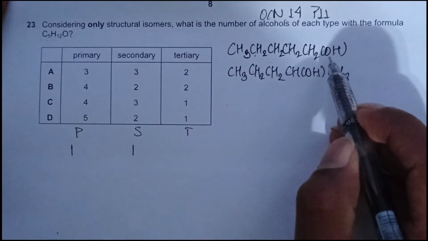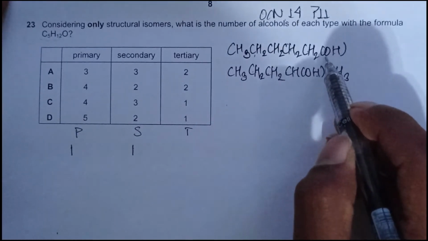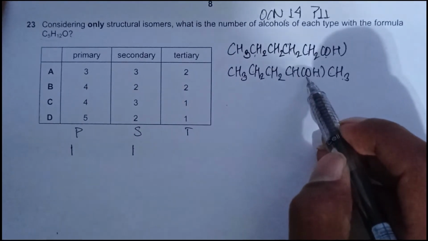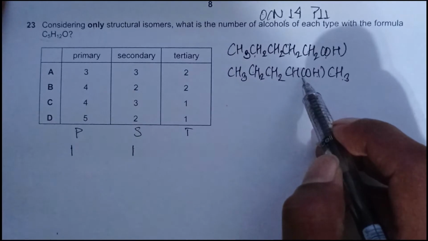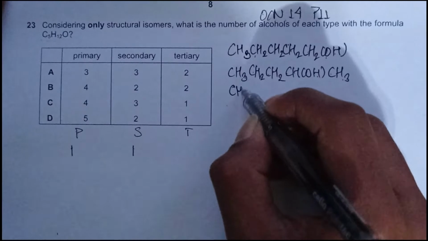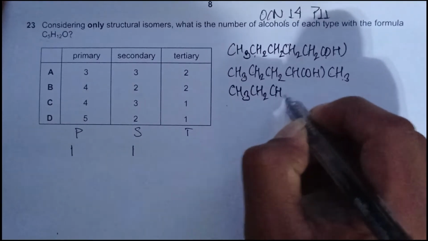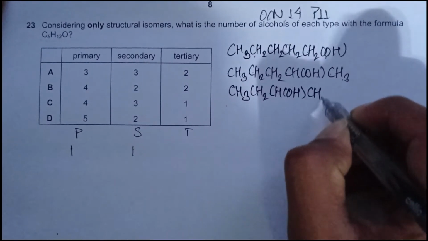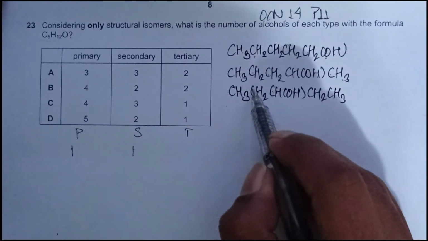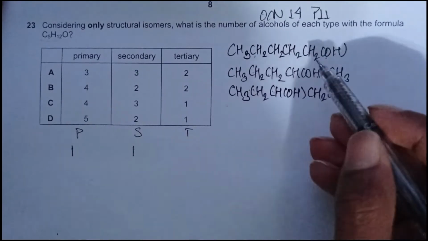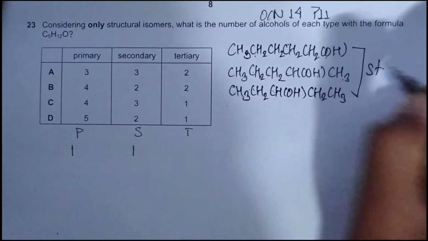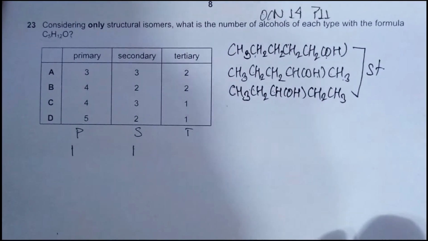Its name is pentan-1-ol. Its name, sorry, not methyl. Its name is pentan-2-ol, and we could also draw pentan-3-ol, which would be CH3, CH2, CHOH, CH2, CH3. So this is pentan-3-ol. Now we cannot have OH over here because pentan-4-ol and pentan-2-ol mean the same thing. Same goes for this. So these are our straight chain isomers.